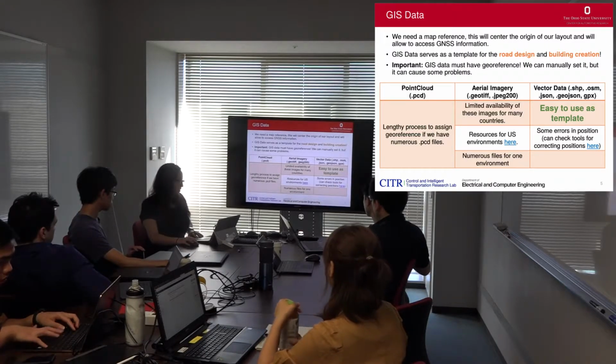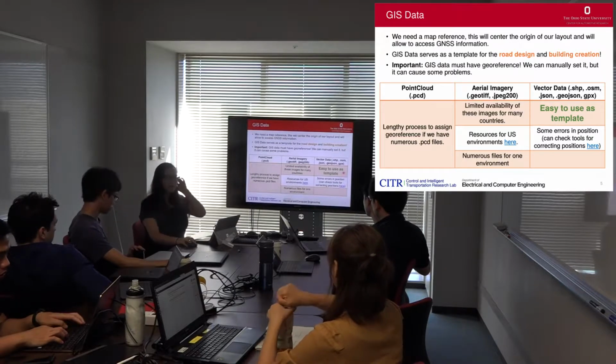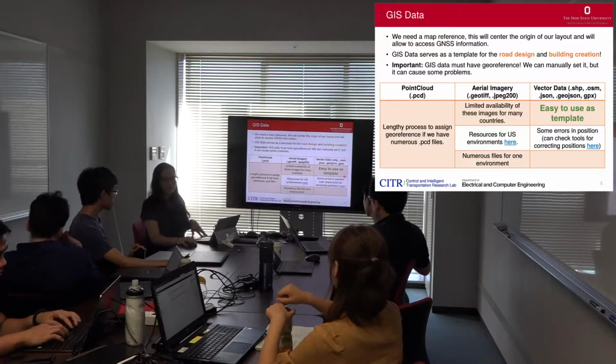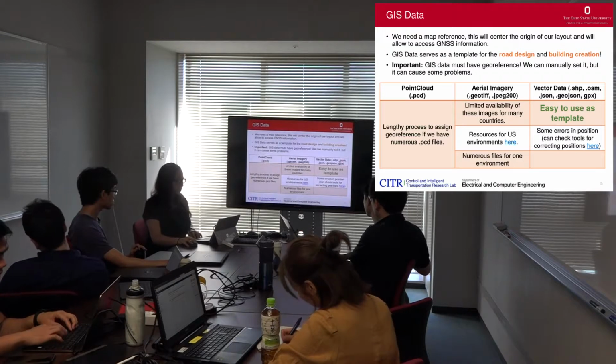So, what would we do here with the GIS data? We go to OpenStreetMap and then we just export the area of interest that we want to design. And we just export it as an OSM file.